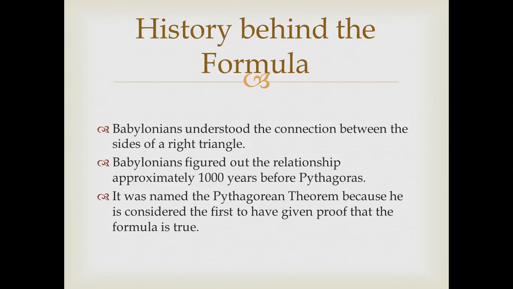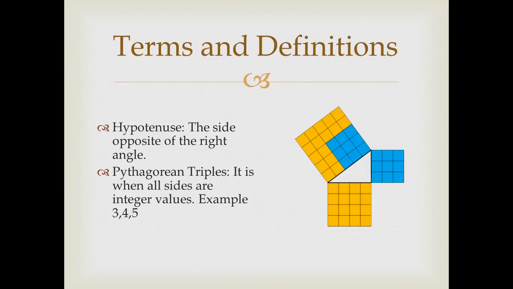Long before Pythagoras, the Babylonians understood the connection between the legs and hypotenuse of a right triangle. Pythagoras was the first to give enough substantial proof to claim the formula as his own. Some terms most commonly used are hypotenuse and Pythagorean triple.